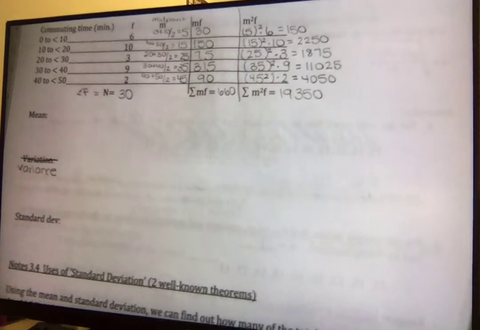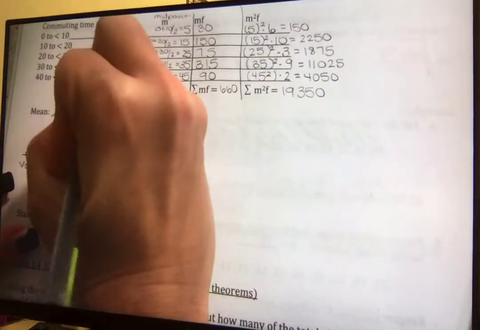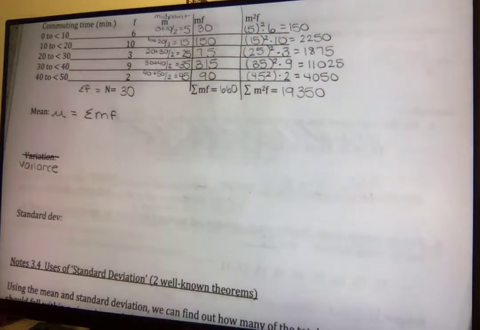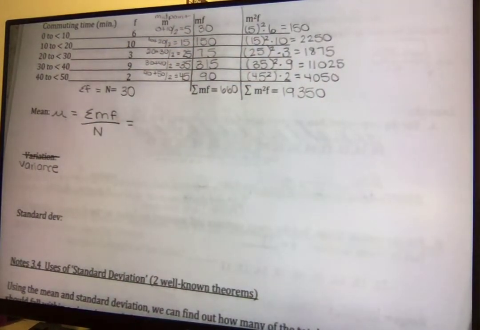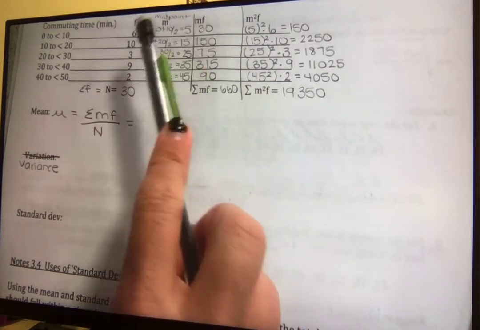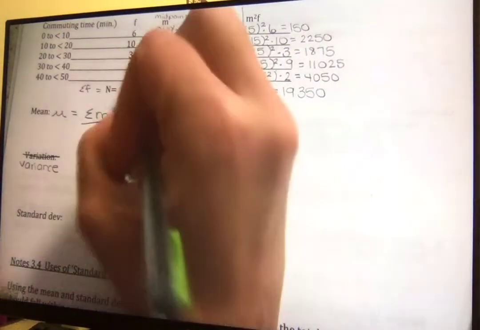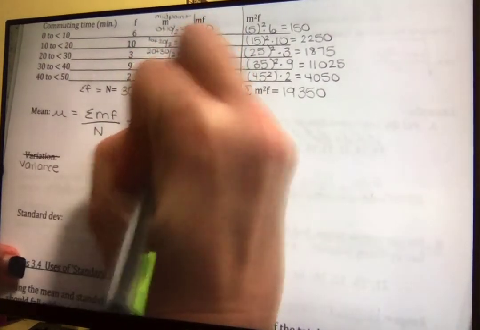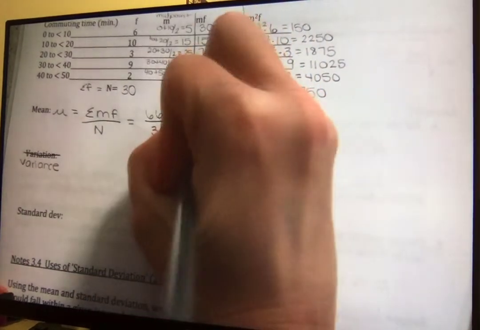All right, so for mean, remember mean is of a population, so we're going to use the letter mu, which is the sum of m times f all over n. So it's saying a commuting time of about 5 occurred 6 times, so that gives us 30 of them. That's why we're using this m times f column. So we have 660 divided by 30, just plugging in our sum of m times f, which is 660, divided by our n, which is 30. And our calculators will give us 22.